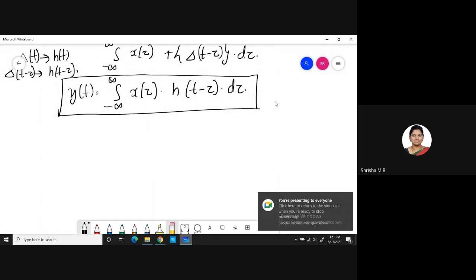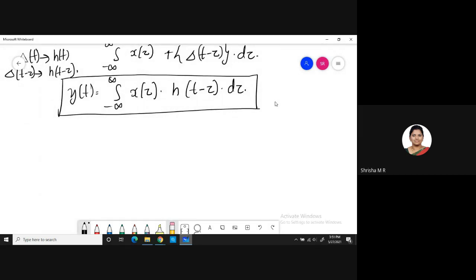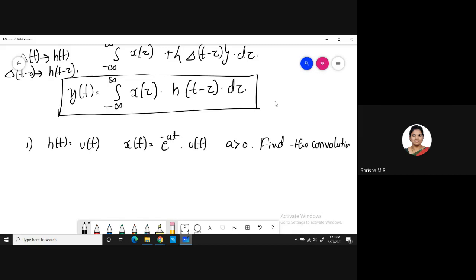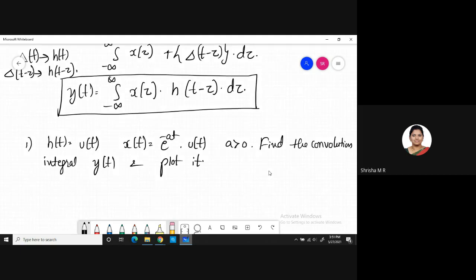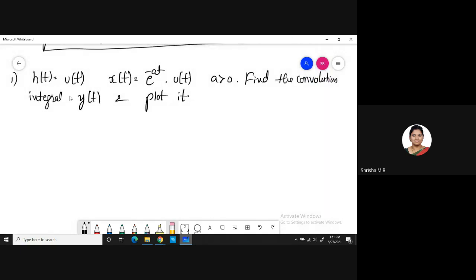So take down the first problem. Find the convolution integral of h of t, which is given to be u of t, and x of t equal to e power minus at into u of t, where a is greater than 0. You have to find the convolution integral y of t and plot it. Whatever you get for y of t, you have to plot. Okay, this is the given question.